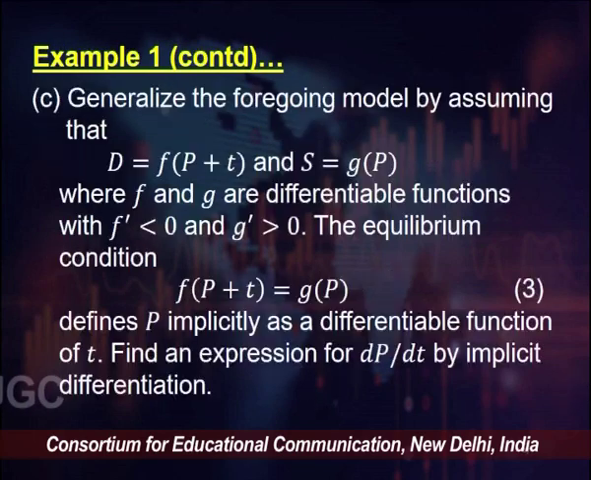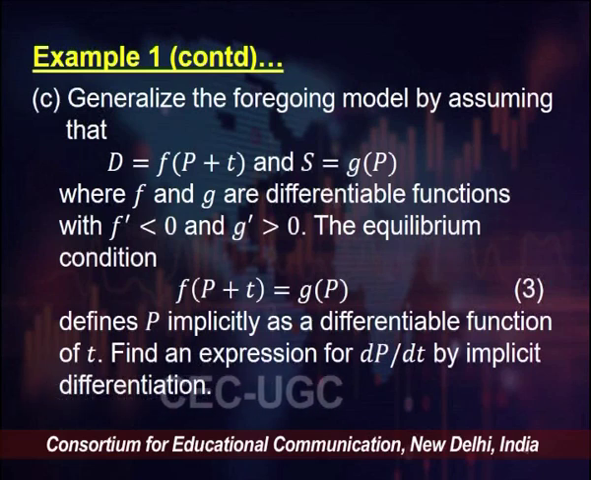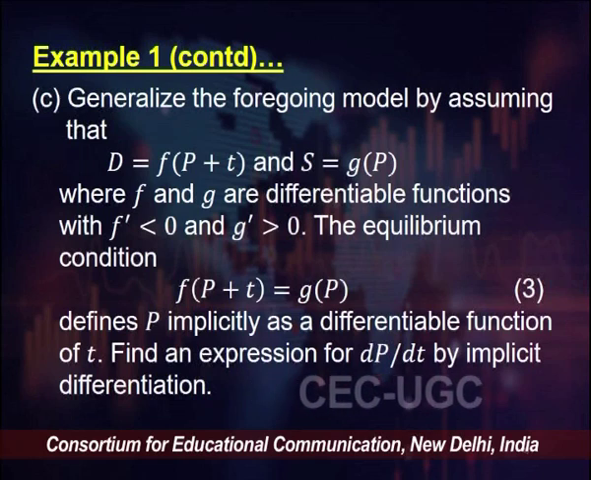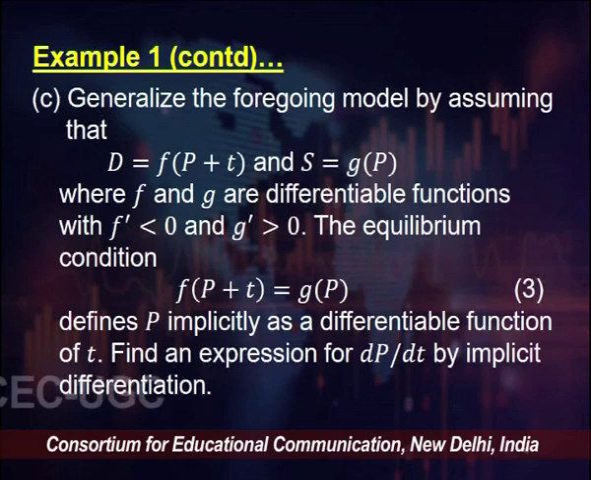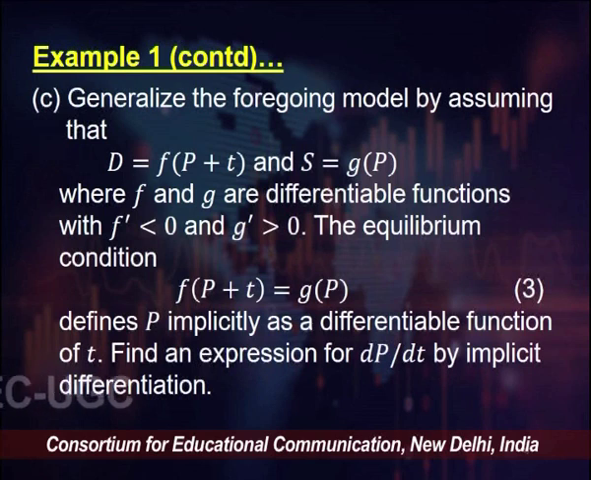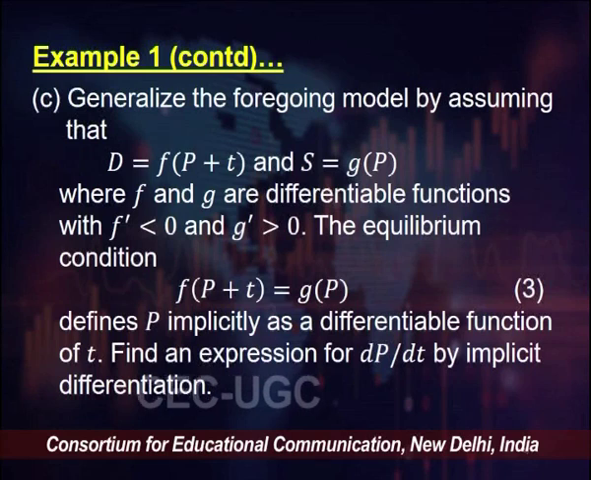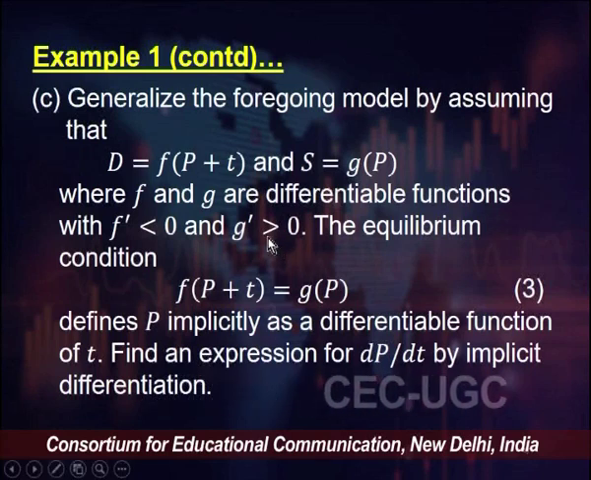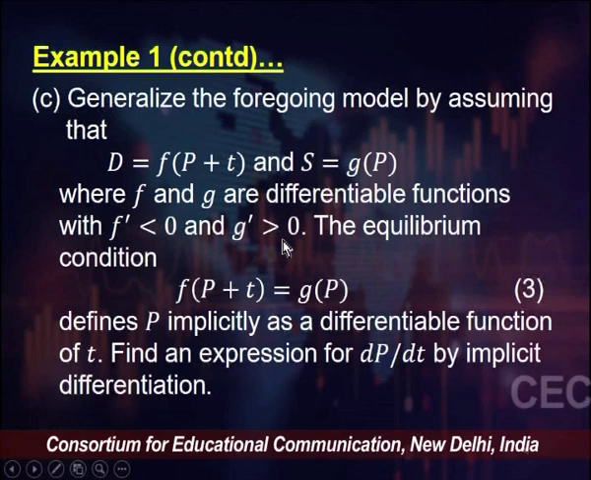Okay. We will now look at the last part of this particular application on taxes. Generalize the foregoing model by assuming that the demand function is f of p plus t and the supply function is g of p, where f and g are differentiable functions with f prime negative. So, that is to say that you have a demand curve which is downward sloping, and because g prime is positive, the first derivative is positive here. So, we have a supply curve that is upward sloping.